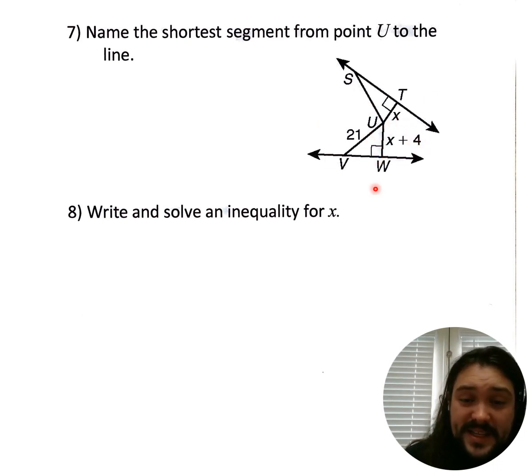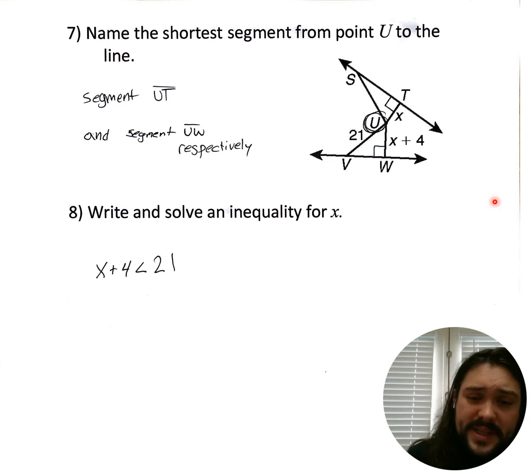Now I know the shortest line on here has to be this one, right, UT, because UW is x plus 4. UT is just x, so this is 4 more than UT. But we'll write them both. We know segment UT, because it's perpendicular, has to be the absolute shortest, but UW is the shortest to this line. All right, so if we're looking at line VW, segment UW would be the shortest that way.